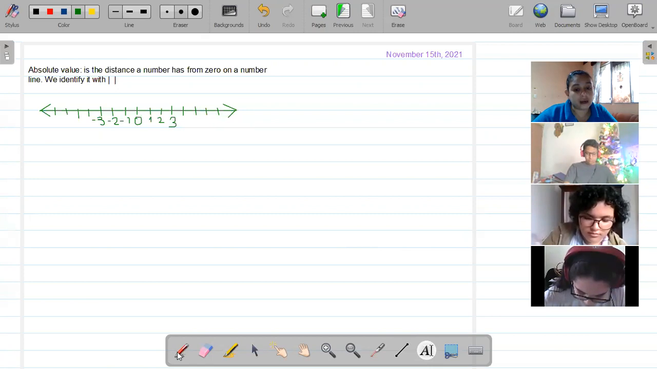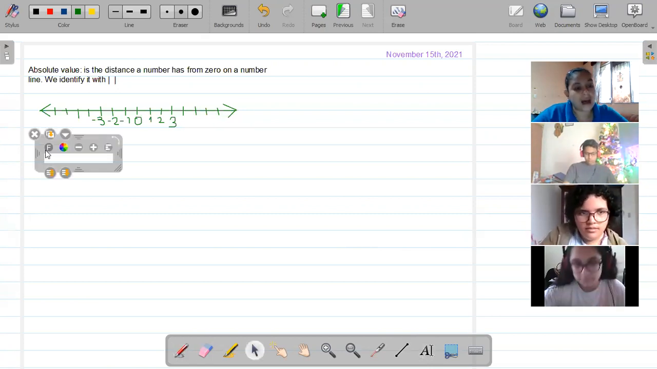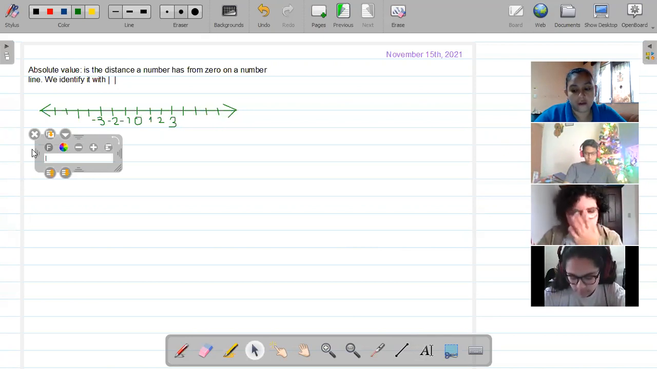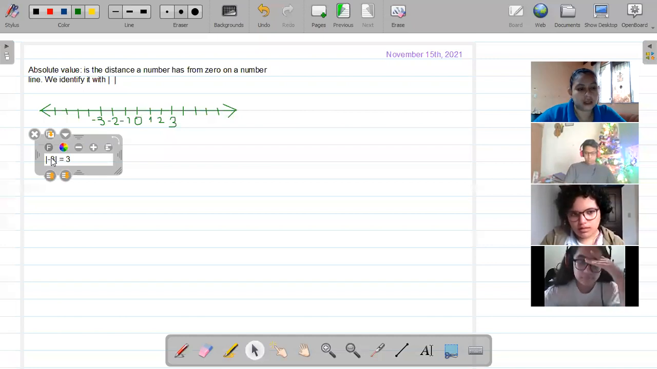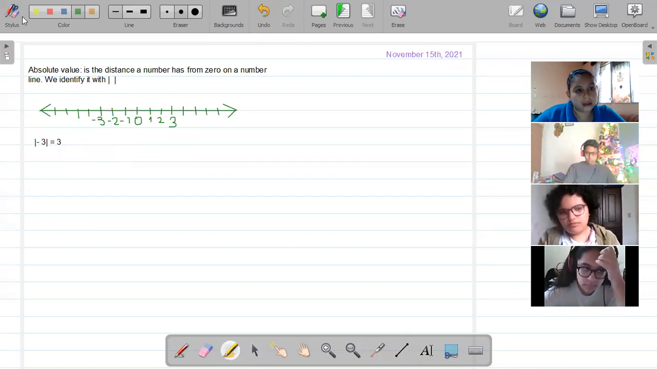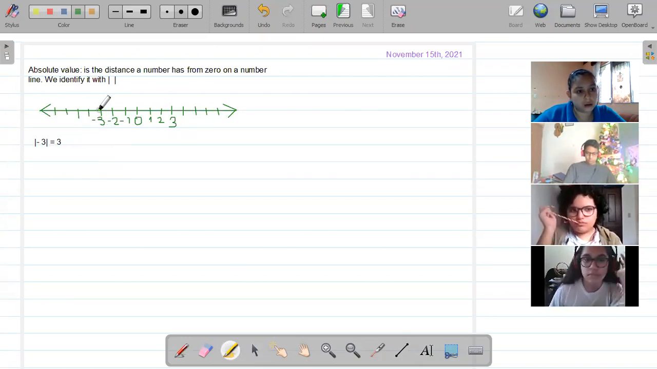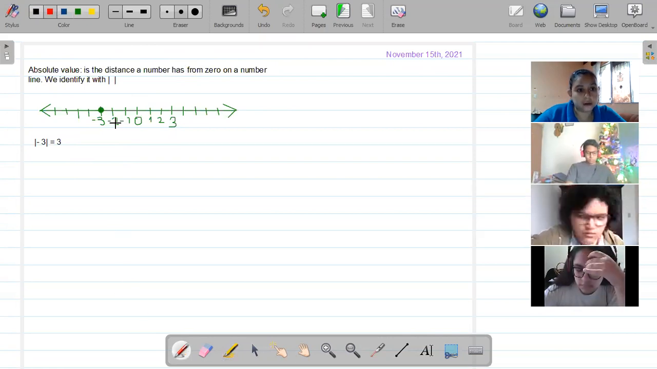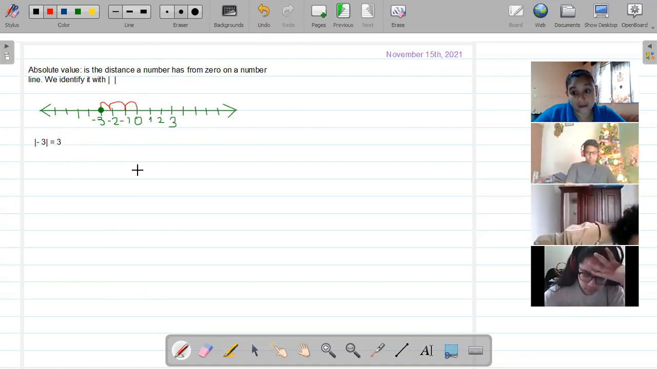So if I say, for example, the absolute value of -3, that would be +3, okay? Because we're talking about distance. Why is it 3? Because distances are always positive. So I was saying the distance from a number, so -3 to 0. Okay, that's what we're looking for. So let's see how many spaces we have. We have 1, 2, 3. So that's why it is +3.